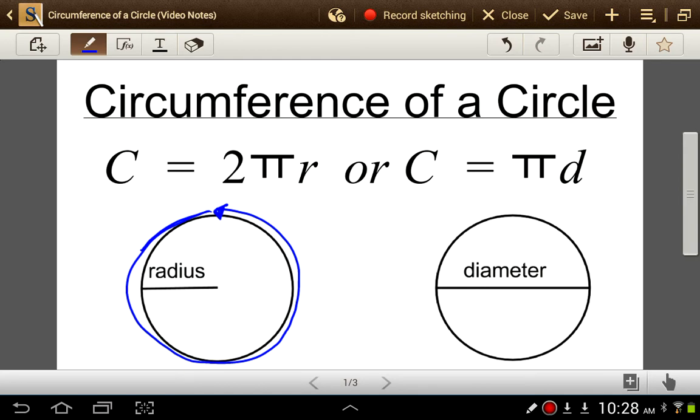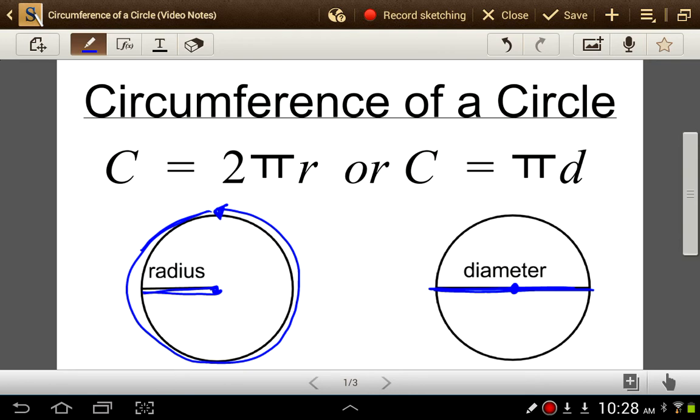There's two formulas for circumference. R for the radius and D for the diameter. So the radius is only half of the circle, where the diameter is the full width of the circle going through the center. That's key with the diameter. So the radius just goes to the center, the diameter is the whole width.